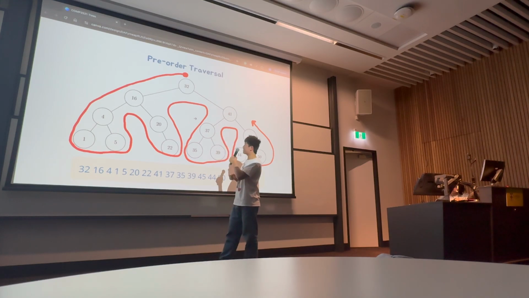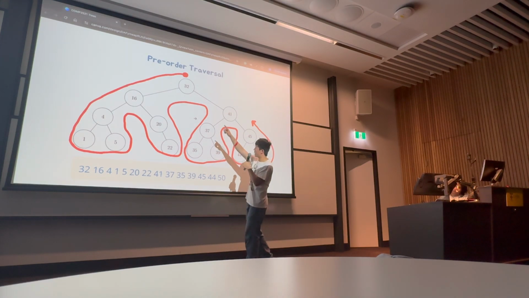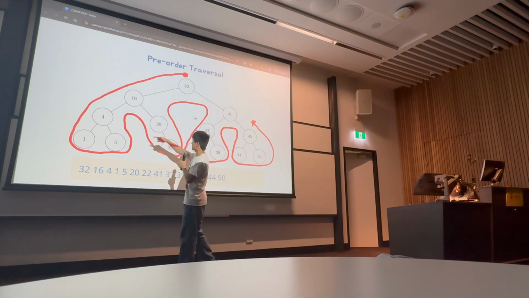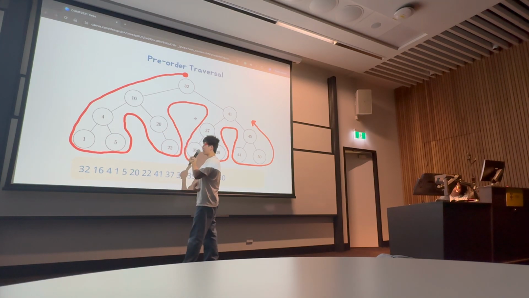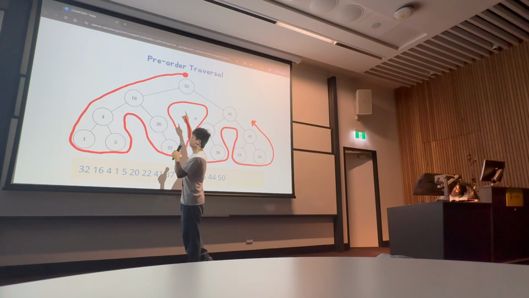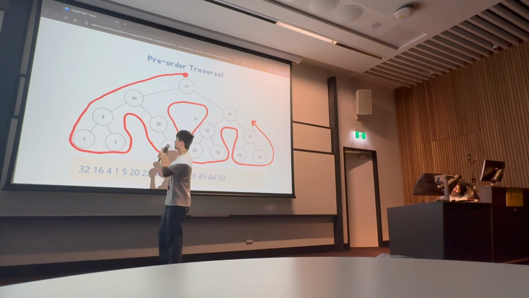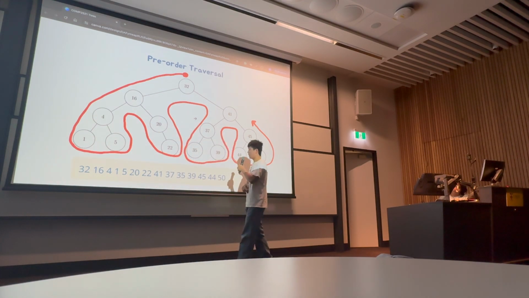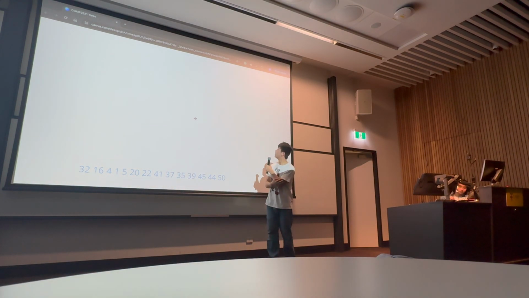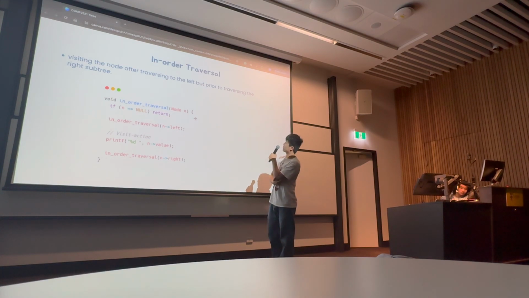To memorize this, you could basically just memorize this big line. You can think of pre-order traversal as if you were trying to draw an outline of the binary search tree, and the general order would be like this. Next we have the in-order traversal.